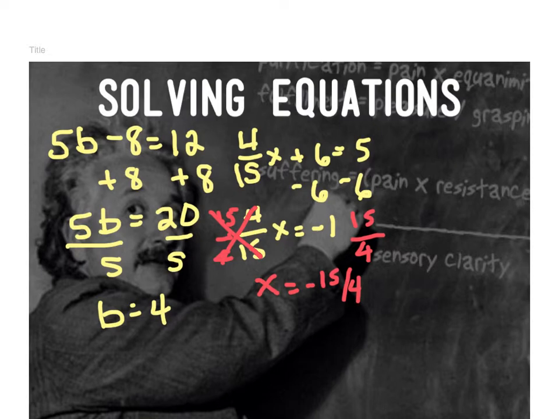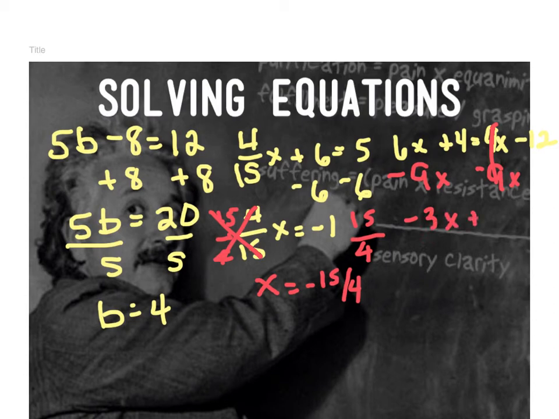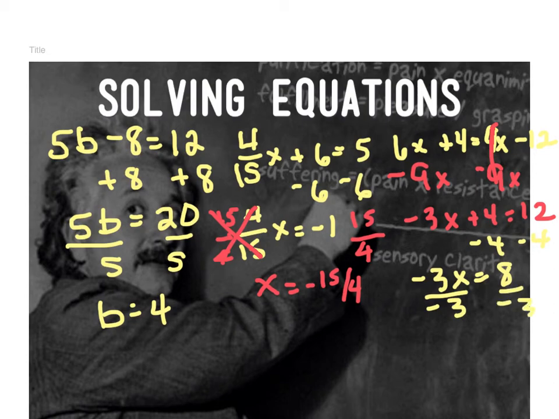All right, and the last one is where we have variables on both sides. So I'm going to have 6x plus 4 equals 9x minus 12. I'm going to get the variables on the same side, so I'm going to minus 9x, minus 9x. That's going to give me -3x plus 4 equals -12. Right, now we're going to do -4, minus 4. I'm going to have -3x equals -16, and then divide by -3, and x is equal to 16/3.